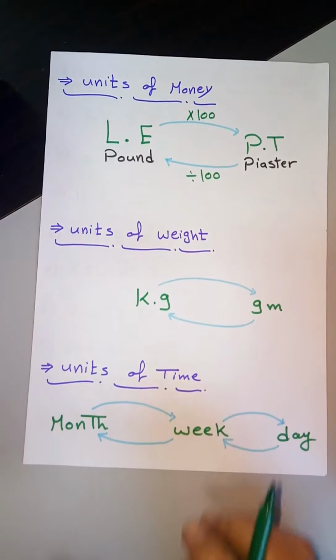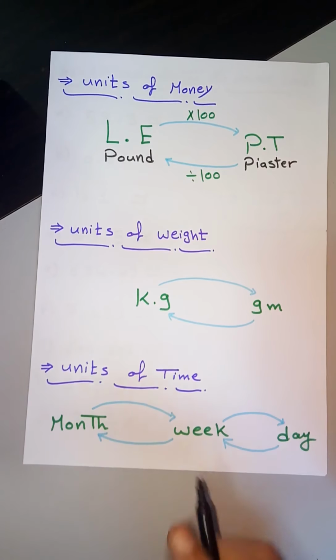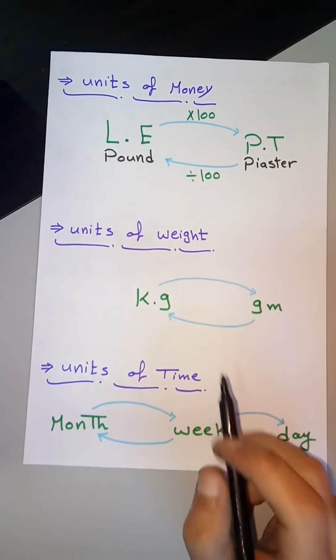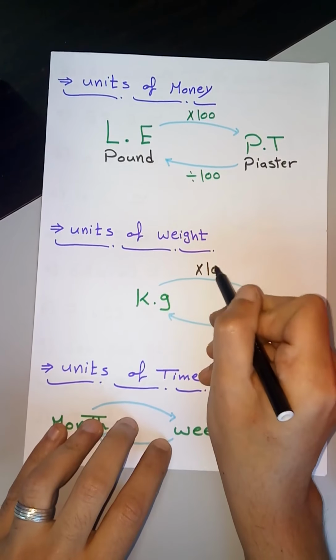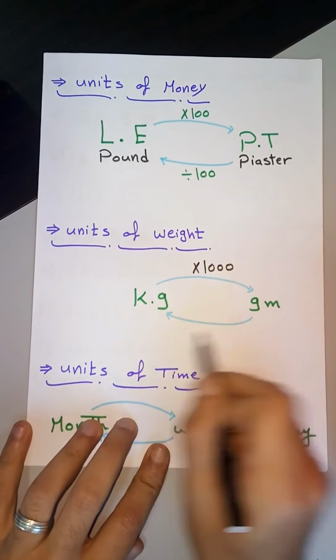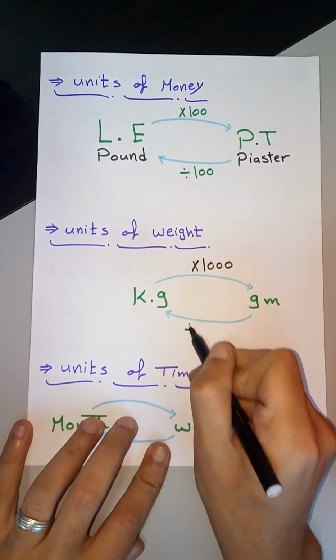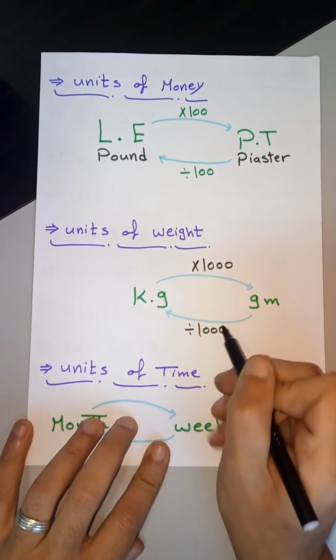Another kind of units is the units of weight. The units of weight that we have taken before were kilogram and grams. To convert from kilogram to gram, you just multiply by 1,000. And to convert from gram up to kilogram, you have to divide by 1,000.